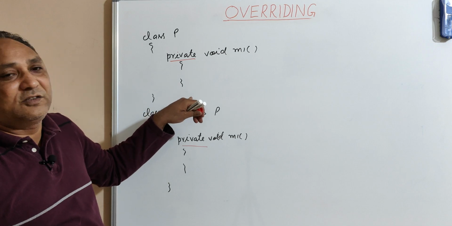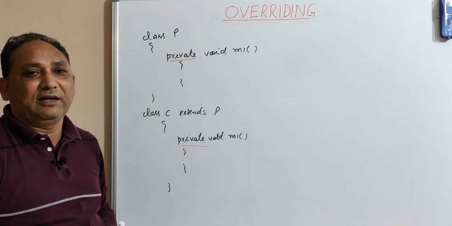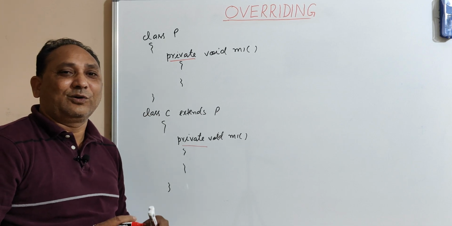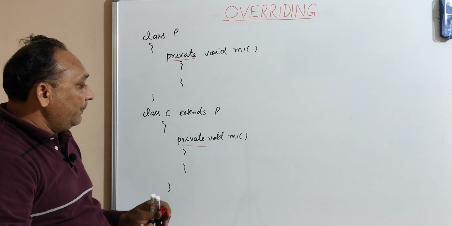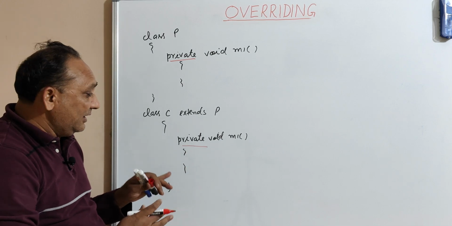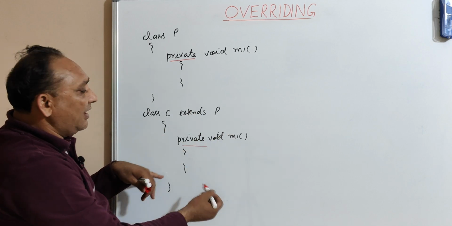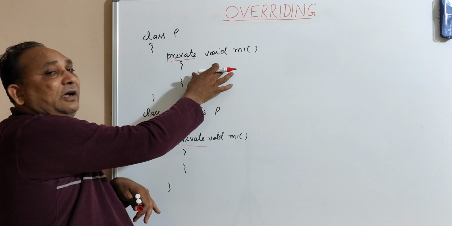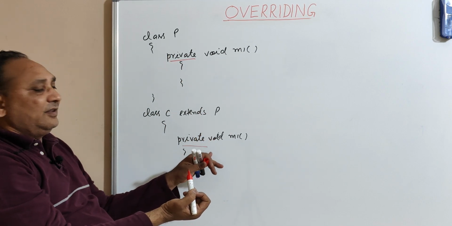Since this method is private, it will not be visible outside of this class. So how can we override this one? It is not possible, right? So we cannot override a private method. Though this private method individually, separately exists for this class C. This is the valid one for class C and this is the valid one for class P. But we can't say that this is an override.